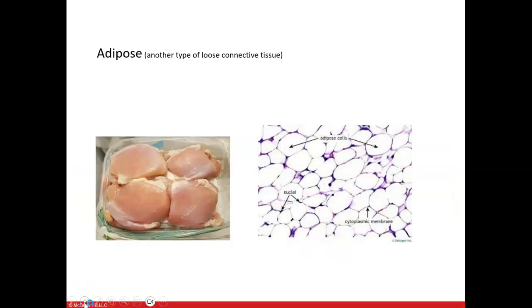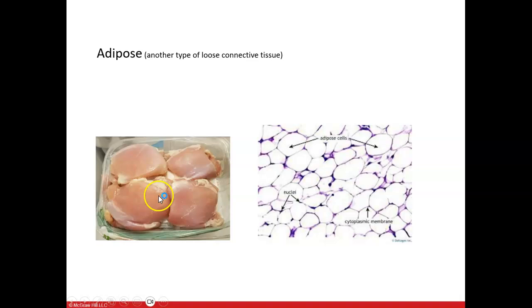The other kind of loose connective tissue was adipose, and adipose means fat. Now, out of all the connective tissues, this one's really got a different structure. It doesn't have matrix. It actually just has a lot of cells, but it's categorized in connective tissue because it functions as a connective tissue.